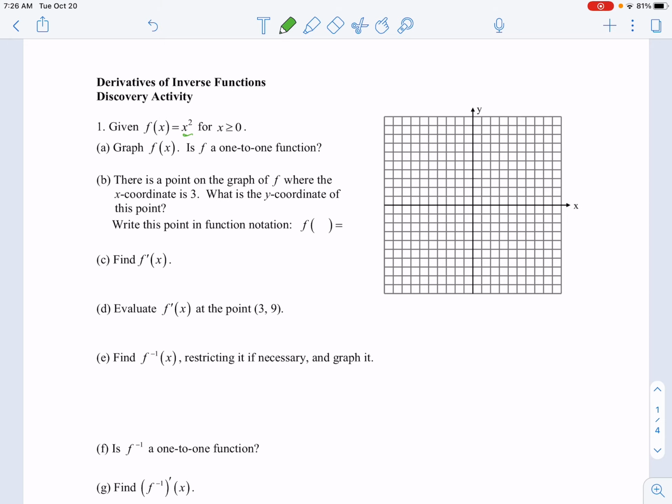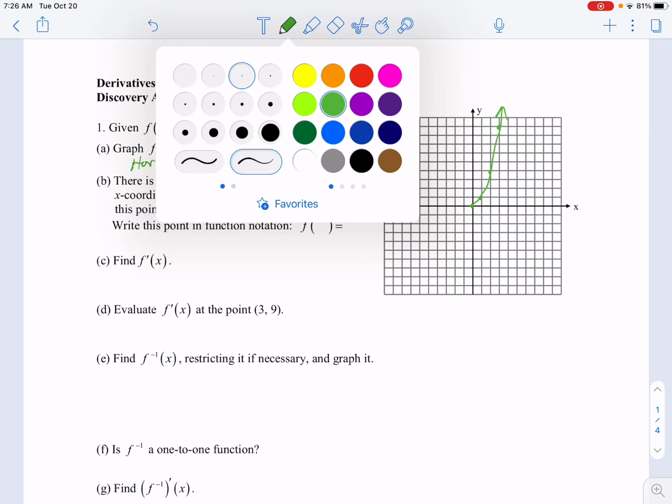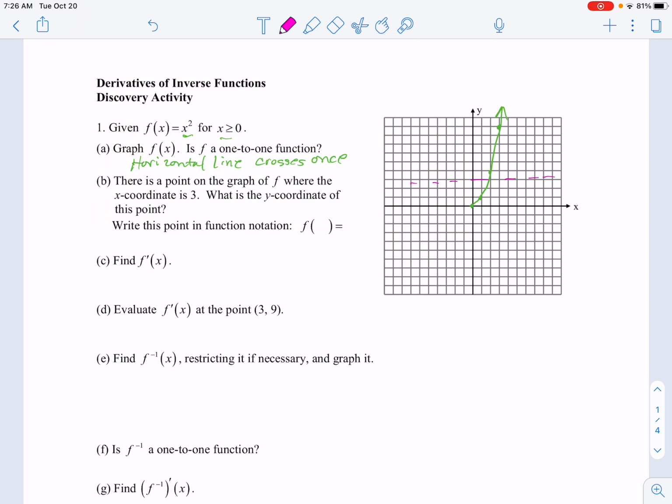Okay, so first we're going to graph x squared with x greater than 0. Here's x squared. It's 1 to 1, which means if you draw a horizontal line, it crosses once. Sure enough, if I draw a horizontal line, it's only going to cross once.